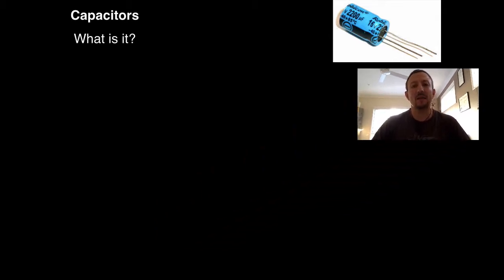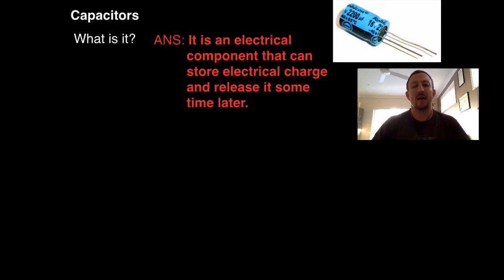Now basically what a capacitor does, it's an electrical component that stores electrical charge and then can release it over a certain amount of time. So basically charge in the form of electrons is placed into the component, and then that is delivered when there is little charge or when the power has been completely turned off.